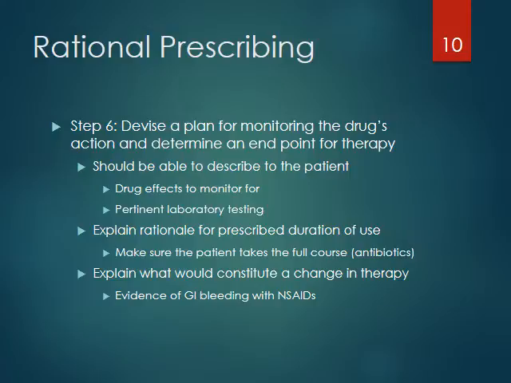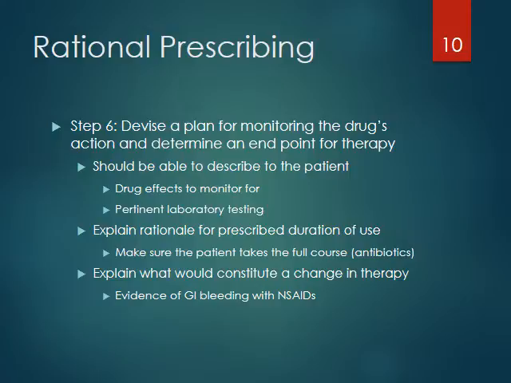So again, explaining the rationale for the prescribed duration of use is really important as well. So things like making sure patients take the full course of the medication as they're supposed to. So things like antibiotics. You'll find a lot of patients who will just take the medication until they start to feel better, and then they'll stop it prematurely. And so the next time they start to get an infection, or what they think is an infection, they'll just start to take the rest of their antibiotics from before. Really not appropriate, because again, they may have a different strain of bacteria. They may just have a viral infection.